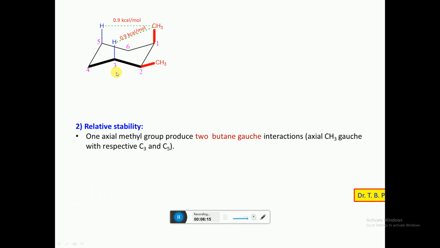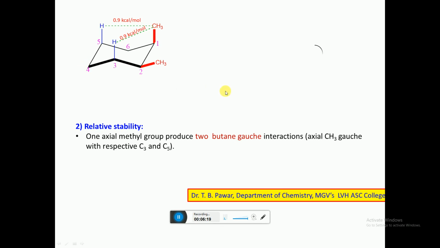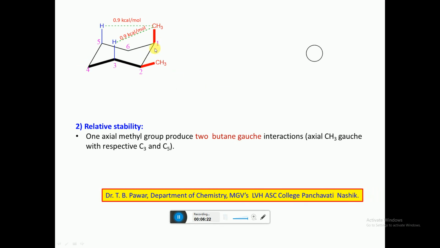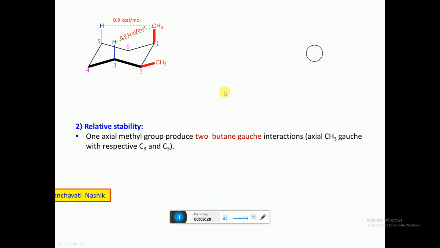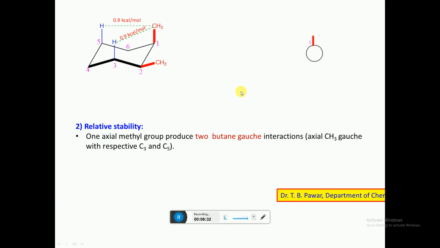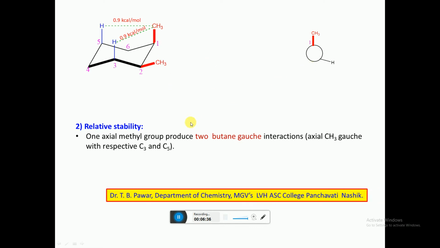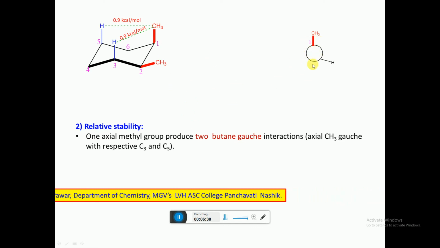This is your front side. Carbon number 2 and 4 are in front to you, and carbon number 1 is at the back. The back carbon is generally represented by the circle. So this is carbon number 1, and on carbon number 1 there is an axial methyl group and an equatorial hydrogen. Carbon number 1 is represented by a circle.